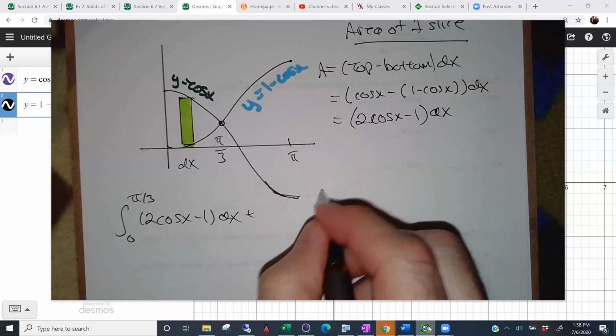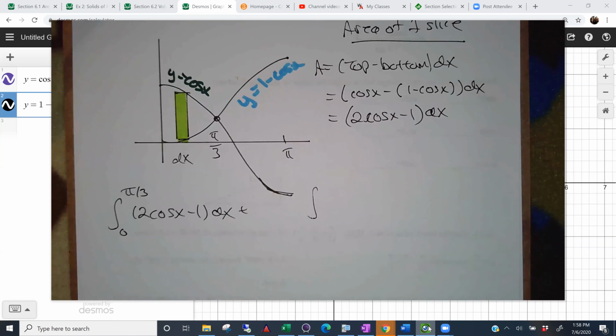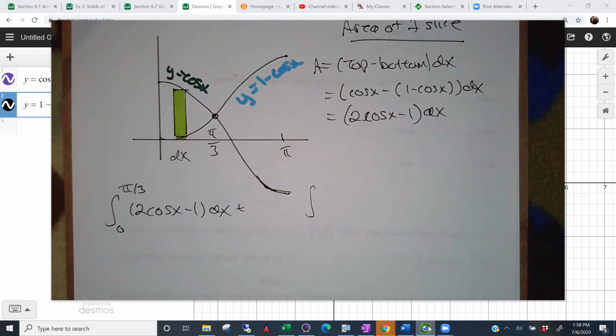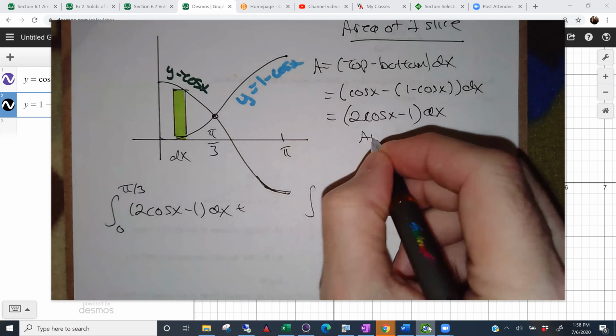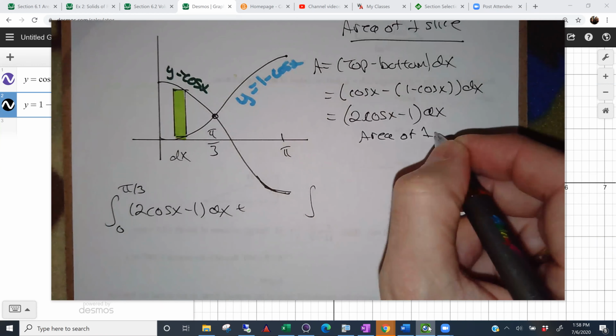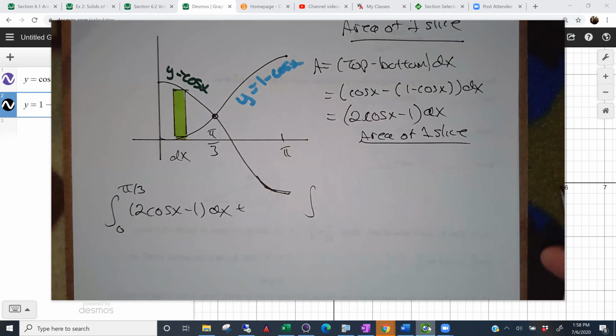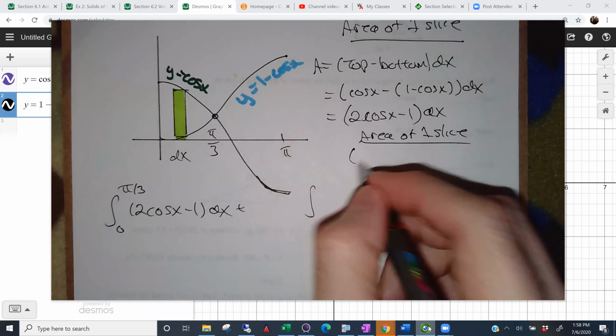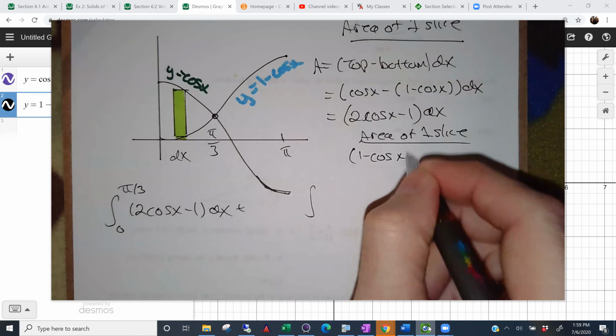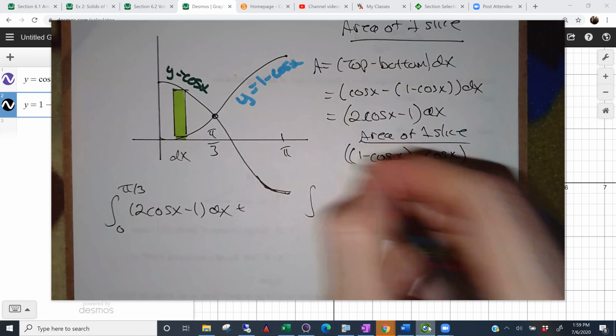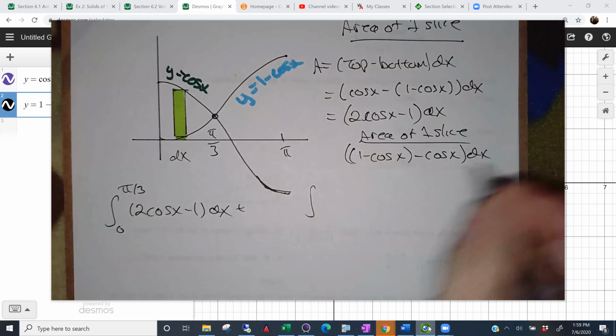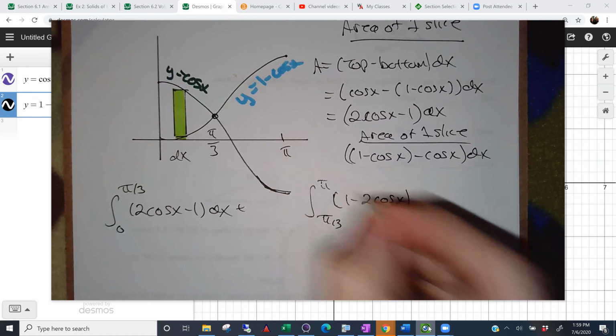But we also have to add in another integral. What's that other integral going to look like? Well, let's figure it out. Area of 1 slice. Minus 2 cosine x. Exactly. It's just going to be the opposite of that. You're going to end up with 1 minus cosine of x minus cosine of x dx, and that's going to simplify to 1 minus 2 cosine of x, between pi over 3 and pi.